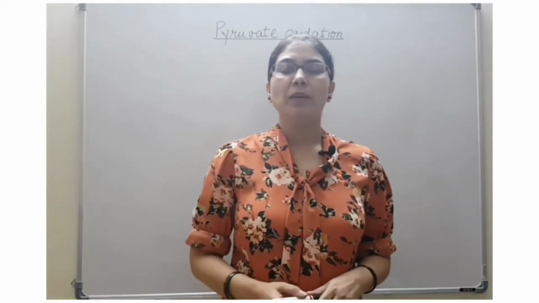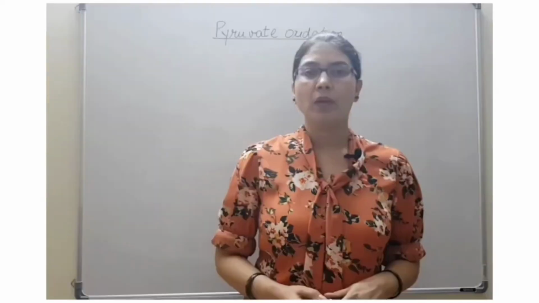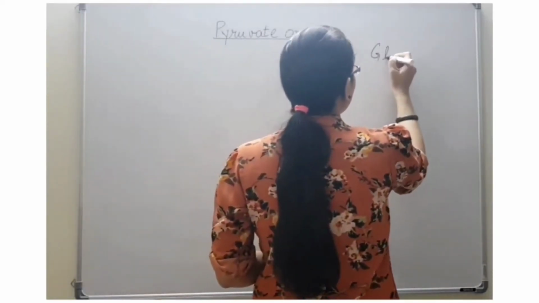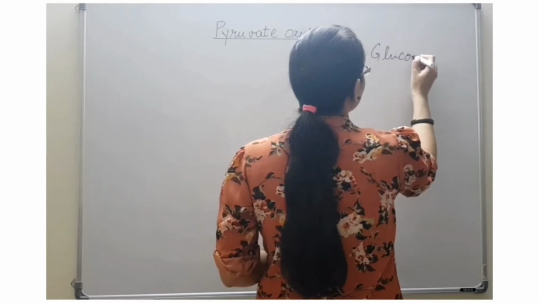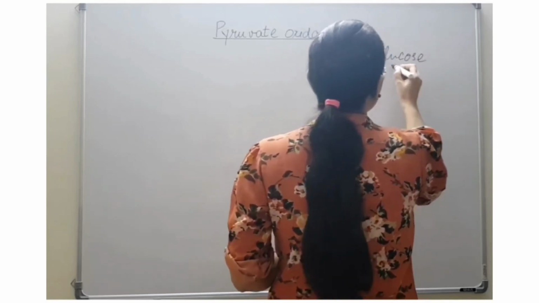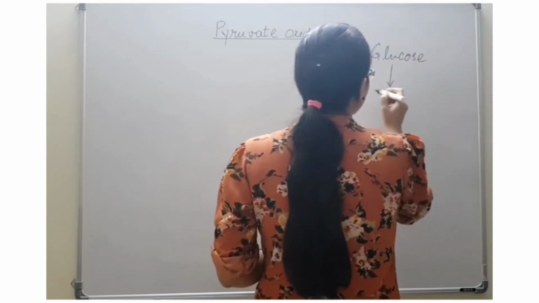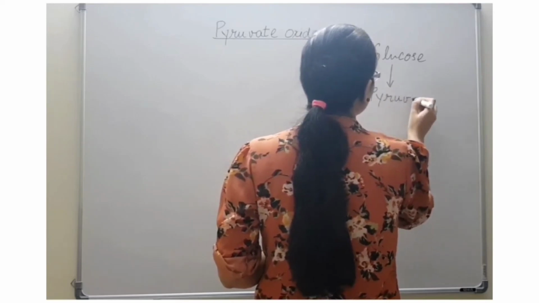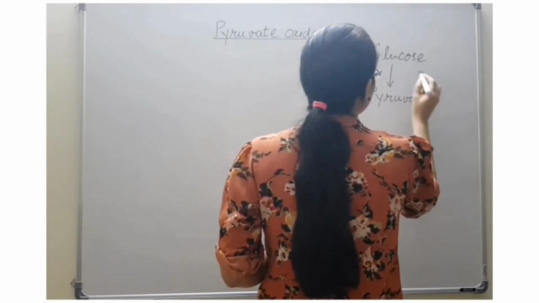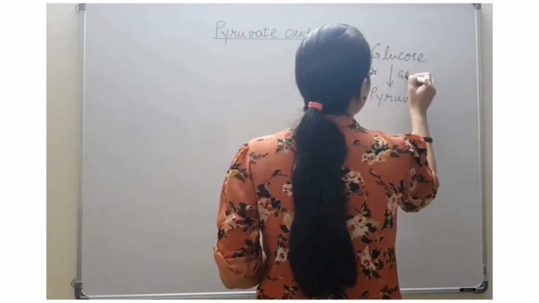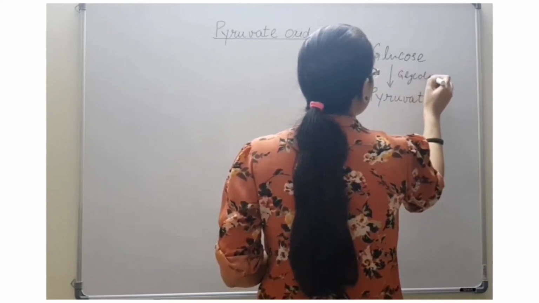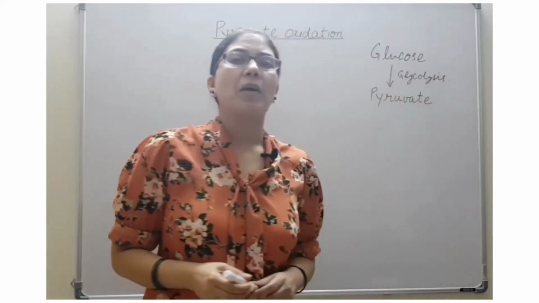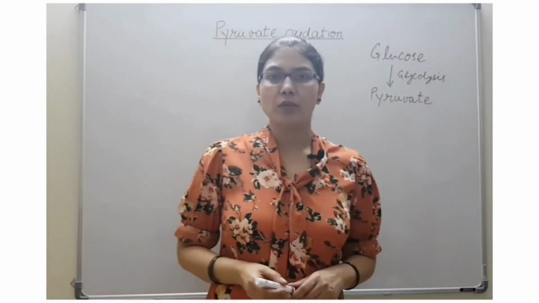We are going to see pyruvate oxidation. We all know that glucose gives pyruvate in the process of glycolysis. This is partial oxidation of glucose.